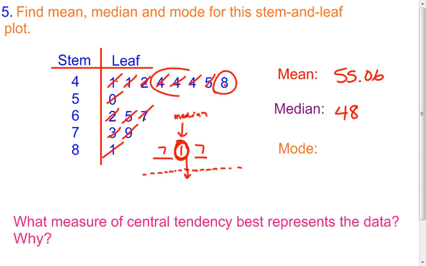You can see that you have 3 4s right here, which is the most popular number, and so the mode would be 44. What measure of central tendency best represents the data and why?